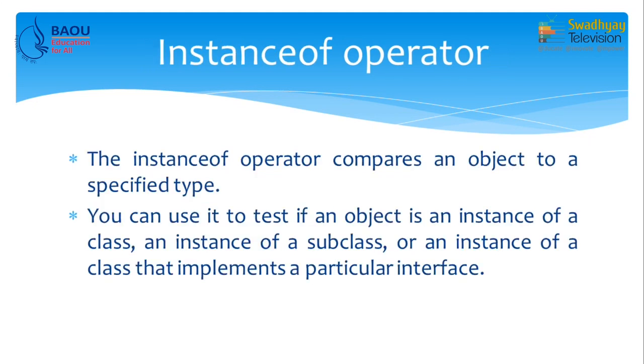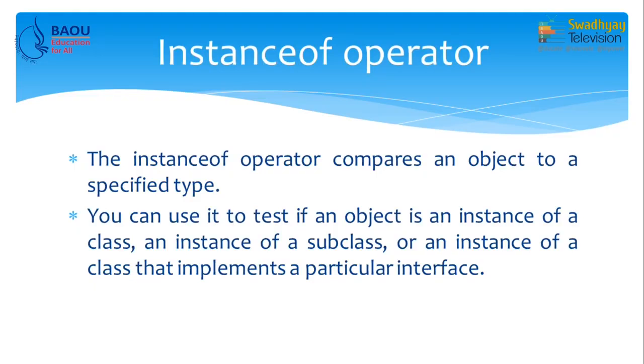The next operator is the instanceof operator. Now, the instanceof operator compares an object to a specified type. Remember, here we are not interested in value, but we are interested in type. For example, we have class A and we have objects x and y. So, we can say x is of type A and y is of type A irrespective of the value that is stored inside x and y. So, for this type of comparison where we are interested not in value, but in the type of operand, we can use the instanceof operator.